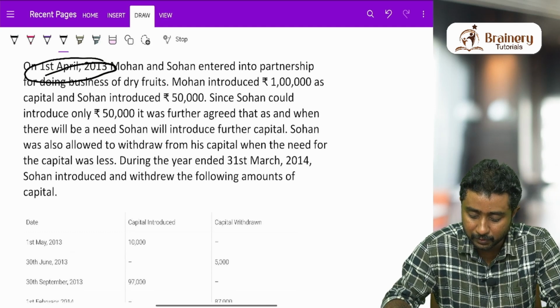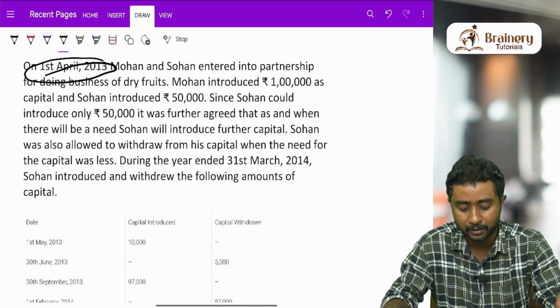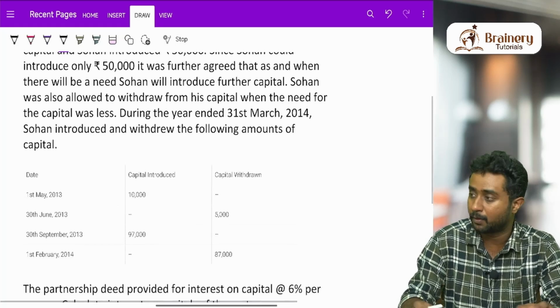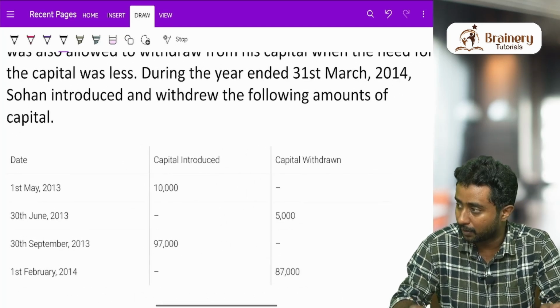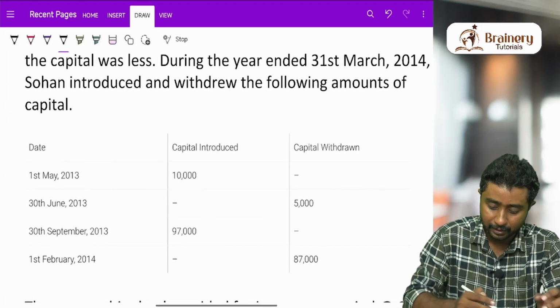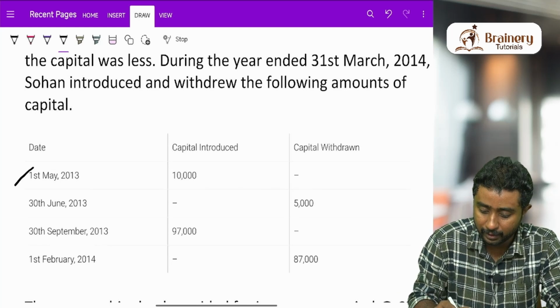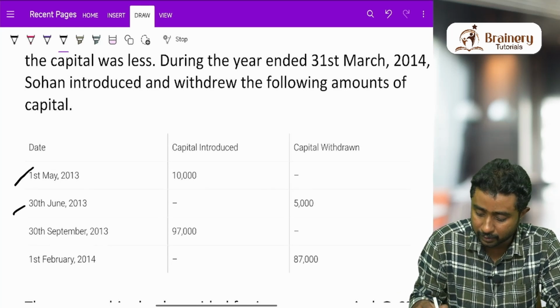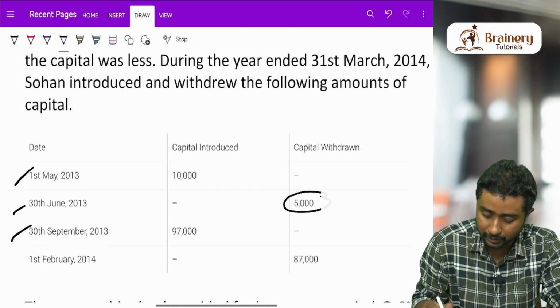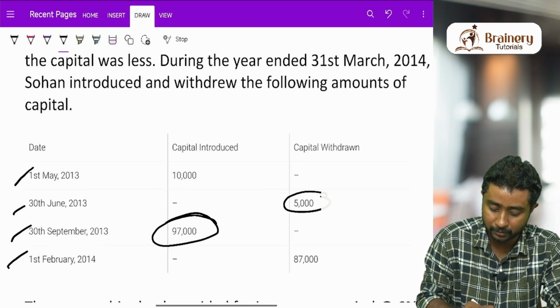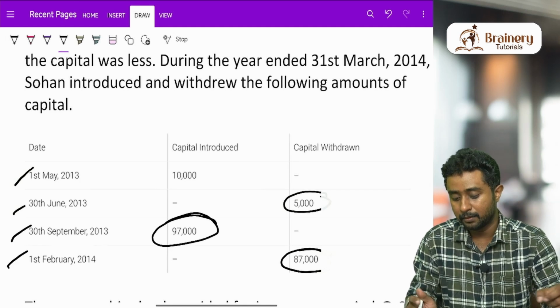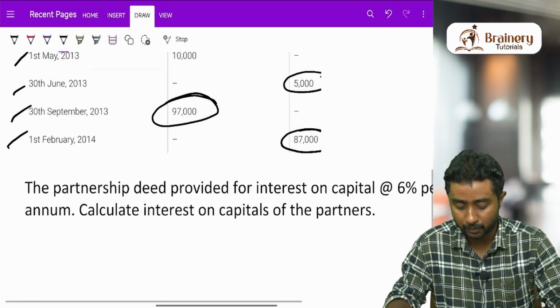And as you can see, during the year ended 31st March 2014, Sohan introduced and withdrew the following amounts of capital. I will just zoom in for clarity. These are the amounts that he withdrew. On 1st May 2013, he introduced 10,000. Again on 30th June, he withdrew 5,000. On 30th September, he introduced again 97,000. On 1st February, he withdrew again 87,000. These are the amounts given here.